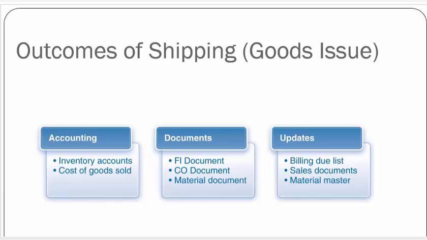Your billing due list, as we said, now that you can invoice the customer, the bill should show the material that have been sent, the sales document or the status of the sales order is updated, and of course the material master will have to be updated in order to show a decrease in the quantity of the particular material that you sold.